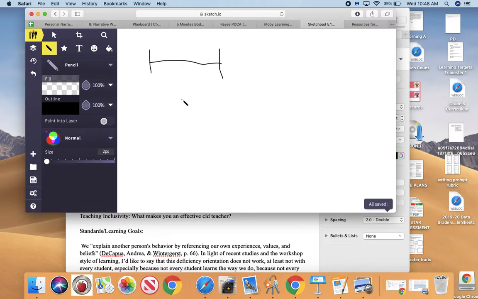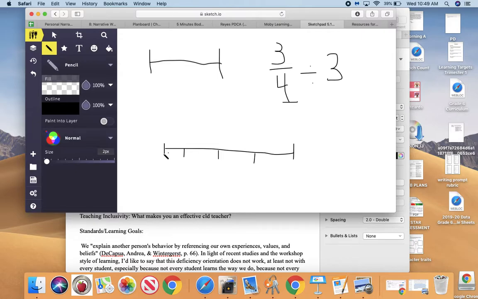And then let's start with our fractions. So we have 3 over 4 divided by 3. So let me just draw that number line again because it's bothering me. So we're going to split that up into fourths because our denominator is 4. I'm only drawing 3 lines because I have 1, 2, 3, 4.